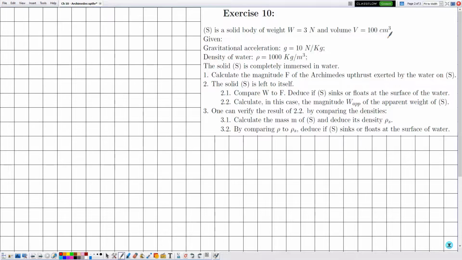S is a solid body of weight W equal to 3 newtons and volume equal to 100 centimeter cubes. So W is equal to 3 newtons. They didn't mention the liquid yet. So the volume of this solid is given by 100 centimeter cube.